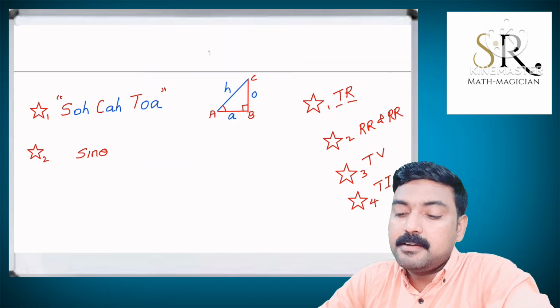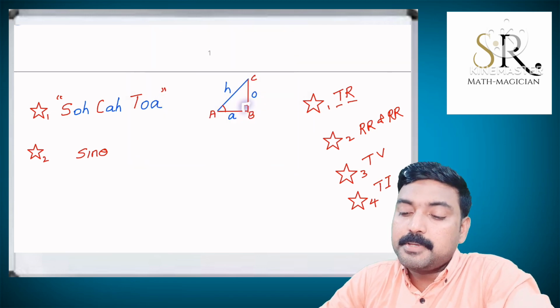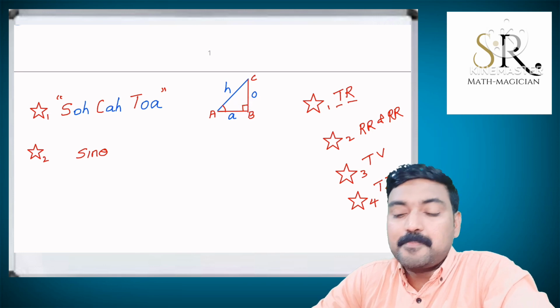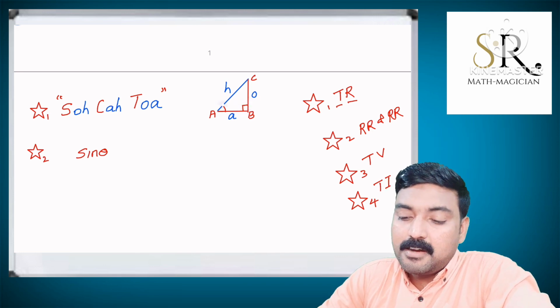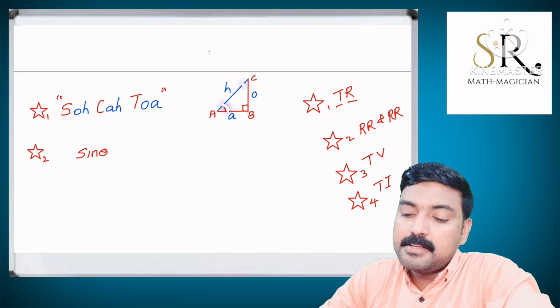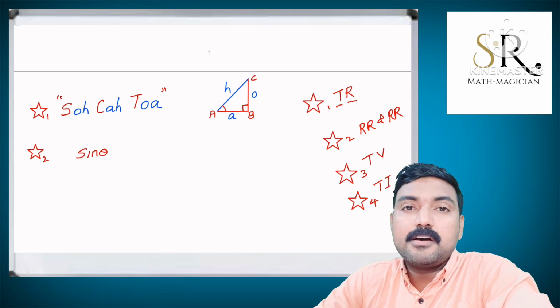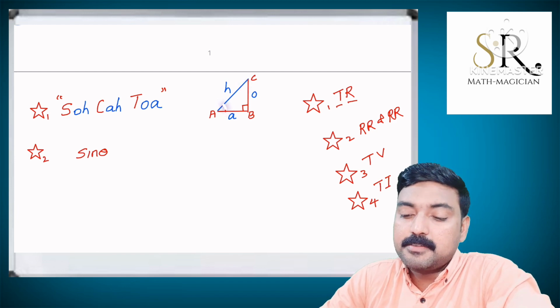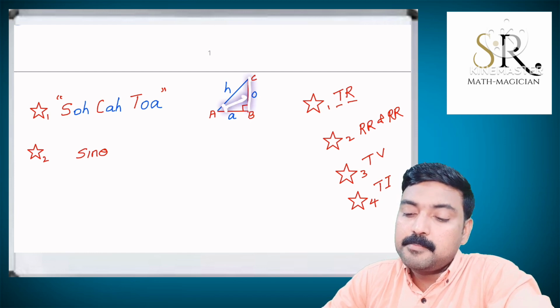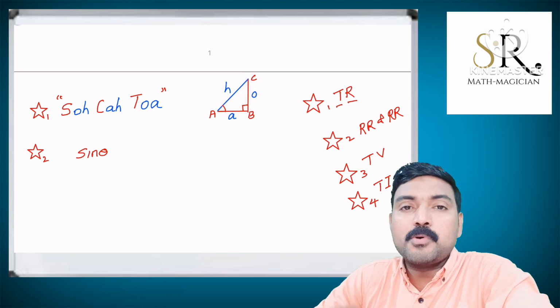In this triangle, right angle at B, and non-right angles A and C are there. Any one non-right angle can be selected. We can select angle A. If this is angle A, its opposite we can see is side BC. This is the opposite side, opposite to angle A.